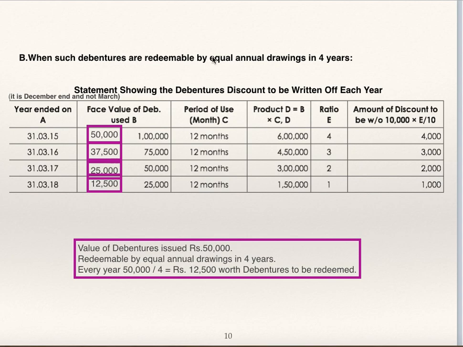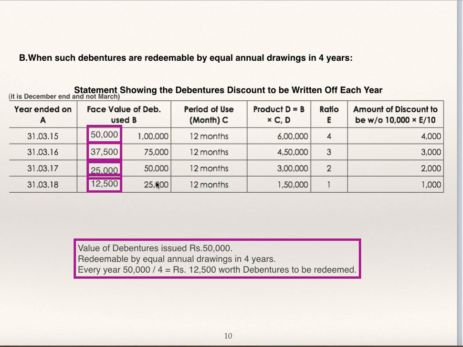Now, when such debentures are redeemable by equal annual drawings in 4 years, what is the value of debentures issued? 50,000. Redeemable by equal annual drawings in 4 years, therefore every year 12,500 worth debentures to be redeemed. Now, the year ending is December and not March because they have mentioned it as calendar year. So, change it to December.